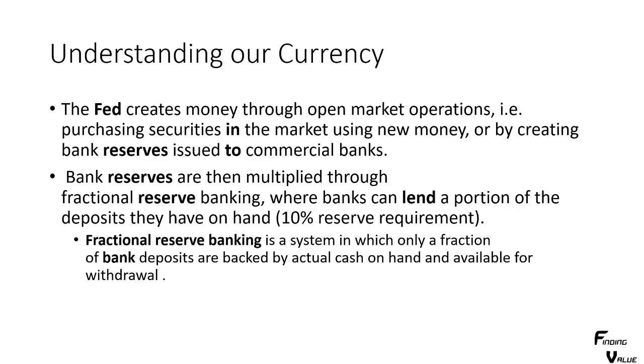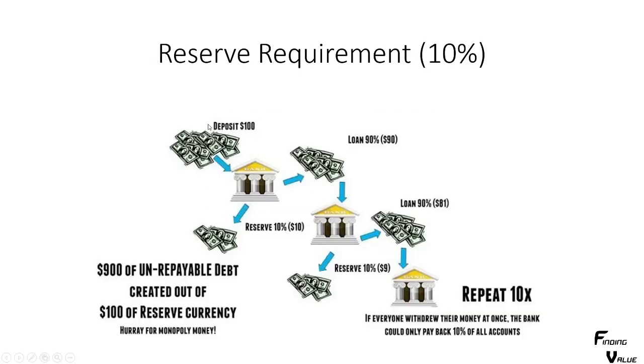Fractional reserve banking is a system in which only a fraction of bank deposits are backed by actual cash on hand and available for withdrawal. And I'm going to show you an example here. So someone deposits $100 into a bank. They then lend out 90% of that money and leave 10% in their reserves. So they make a loan that's 90% of this 100. They loan it out, they leave 10% back. Goes into a bank. Now keep in mind that they're increasing the money supply in this scenario. $90 goes in, they keep 10 back, 81.